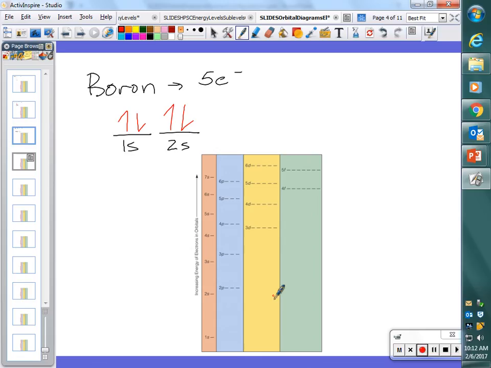So we go up the chart. What's the next thing that we run into? 2p. It's not in the same column, but it is the next closest to the bottom, even though it's one column over. That's the next lowest energy orbital. But on the chart, how many lines are there next to 2p? There are 3 of them. Because what do we know about p orbitals? How many p orbitals are there? 3.